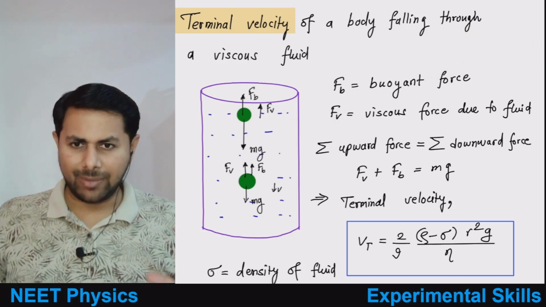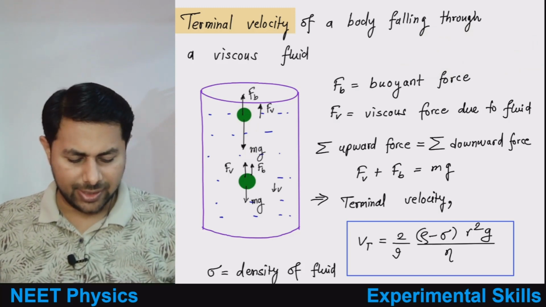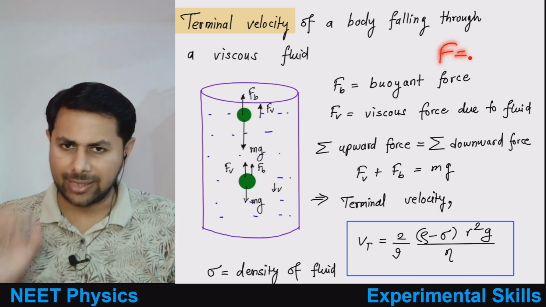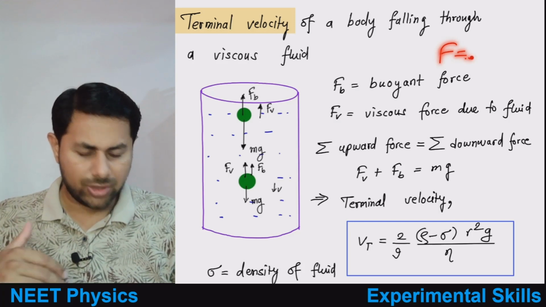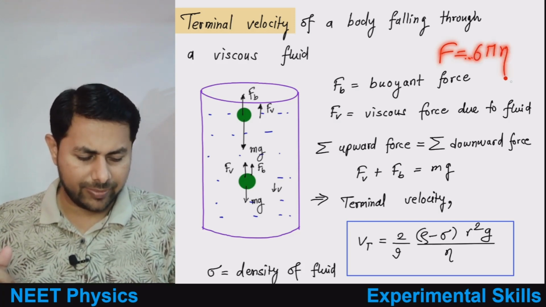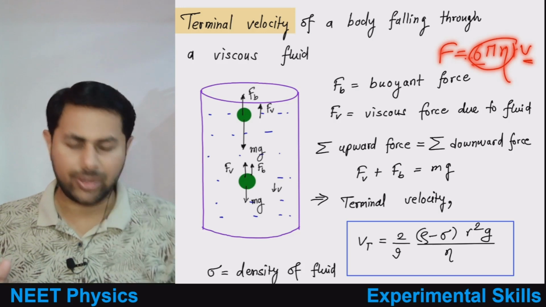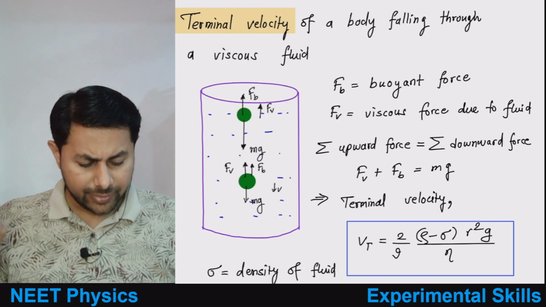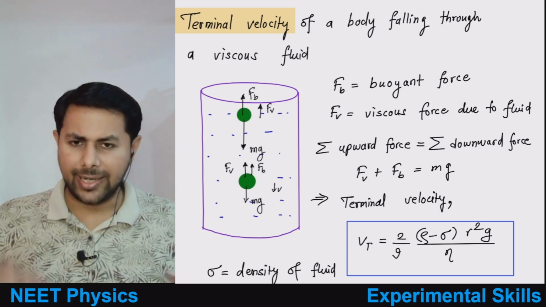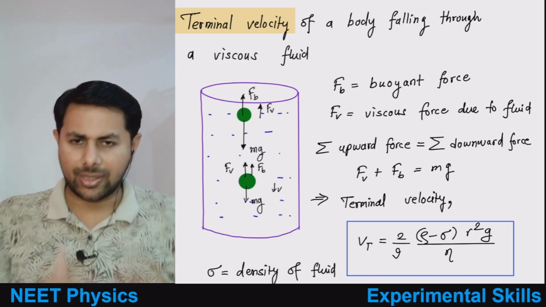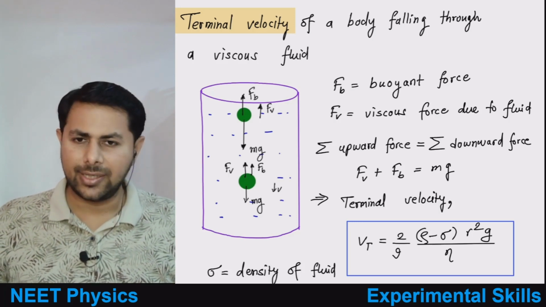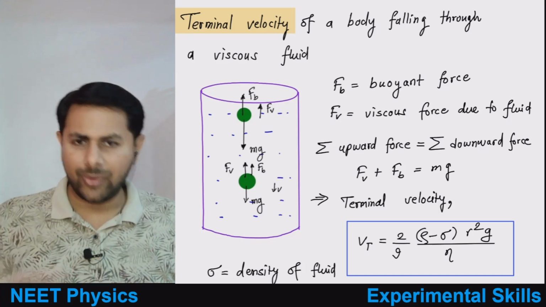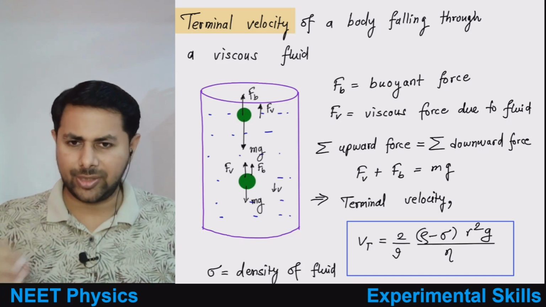Okay, so now what happens, as its velocity increases, the viscous force also keeps on increasing, because viscous force, as we saw using the Stokes formula, 6 pi eta r v, is directly proportional to velocity. As its velocity increases, viscous force also increases. Therefore, at some point the total upward force and total downward force will get balanced, and from that point onwards the body will travel with uniform velocity, and that is known as the terminal velocity.